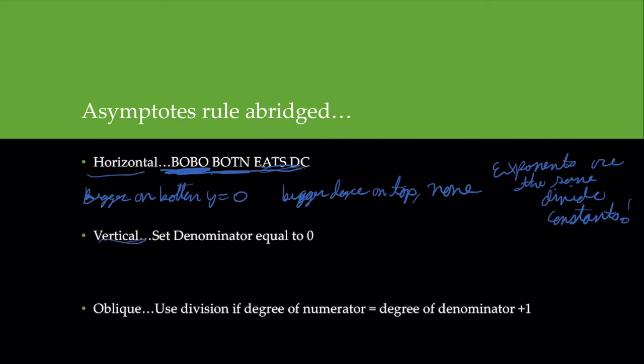For your vertical asymptotes, always set the denominator equal to 0, and for oblique, you use division if the degree of the numerator is the degree of the denominator plus 1. So why don't we practice finding some asymptotes and then graphing a couple of rational functions.